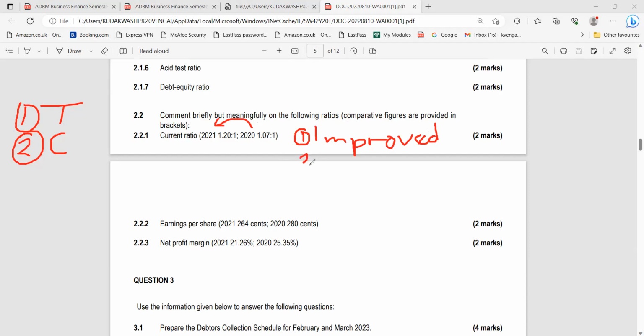However, because there's 2 marks, we can also highlight that the standard current ratio for most industries is 2:1. That's the standard current ratio. So this company has not yet achieved 2:1 because their ratio is 1,20:1. Therefore, we can conclude that they still have low liquidity, right? So although it is improving, they still have low liquidity. Why? Because they've not yet reached the standard, which is 2:1. So that's our comment on the current ratio.